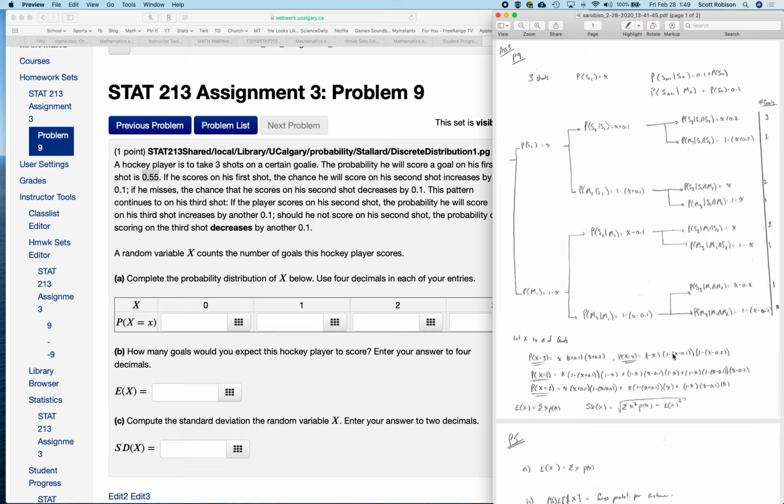When you're talking about the probability of getting 1 or 2 goals, then there are any number of situations. So there's 3 different ways to get 2 goals, and there are also 3 different ways to get 1 goal. But if you're going for the probability of 2 goals, it's going to be this times this times this, plus this times this times this, plus this times this times this, and correspondingly for the probability of just getting 1 goal. After you have the distribution, you can find the expected value and the standard deviation.